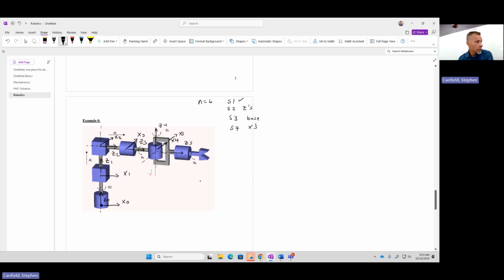So that's step 4. Step 5 is the origin of each frame, and I've already done that. Step 6, compute the Ys. I'm not going to put those on. Step 7 is the end effector frame.